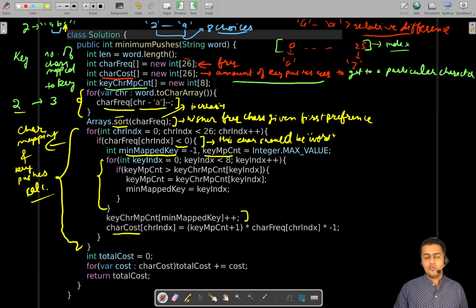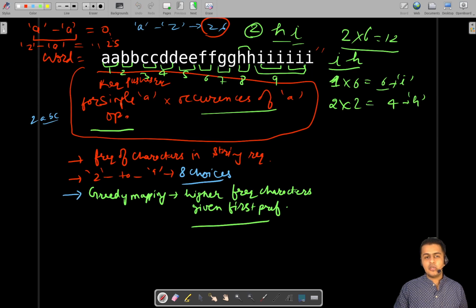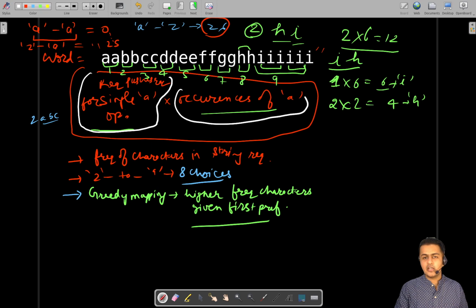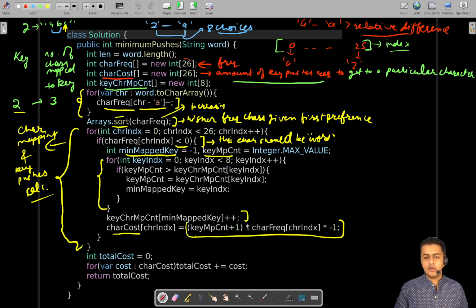And then what we will be doing is, now we have two things: the amount of pushes required for us to get the current character on the screen, and its frequency, the number of times we have to get it on the screen. So the total cost will be the multiplication of those two things. This is the formula being used here: the number of key pushes required to get a character a single time, times the number of occurrences of that character.